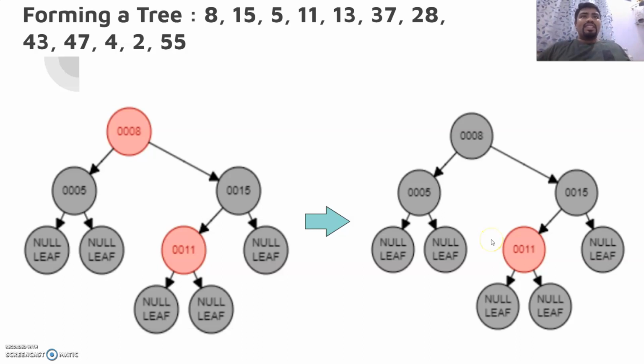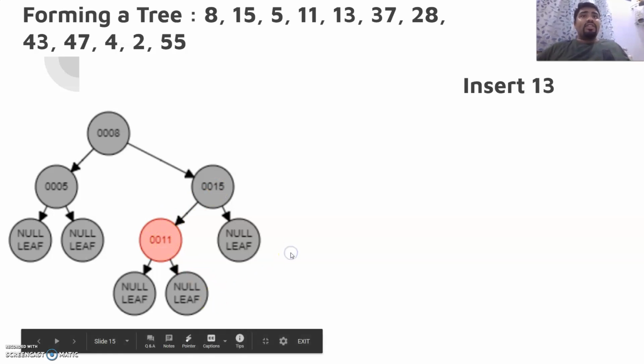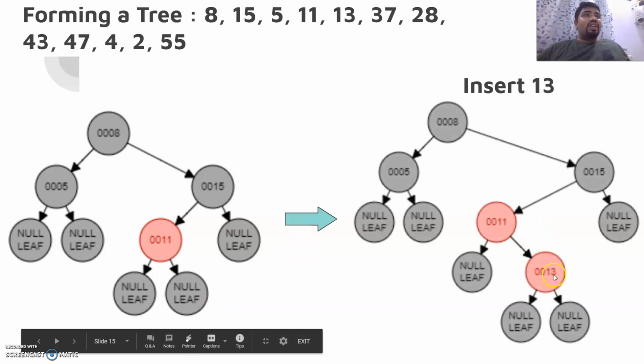So now, which is the next element that we got to insert? We had inserted 11. Now we'll try inserting 13. So you can see this is the tree from the last slide. And now we are going to insert 13. So where would 13 go? As 13 is greater than 8, it will go to the right. As it is less than 15, it will come to the left. As it is greater than 11, it will go towards the right of 11. So you can see that it is going to the right of 11.